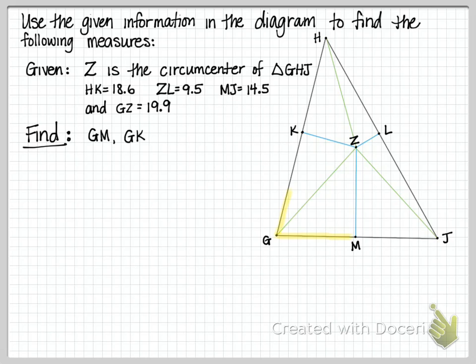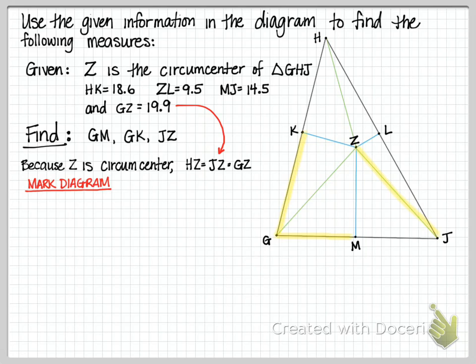But let's look at what it is that we're out to solve for. We're out to solve for these three lengths. Let's mark those in bright yellow so that as we mark the diagram, we will know when we've answered the question. Now, because Z is that circumcenter, we know that it is equidistant to each of the vertices. And so we're going to mark the diagram with the fact that one of those lengths is 19.9, so all three of those lengths, the length GZ, the length HZ, and the length JZ are all 19.9. You'll notice that since we've highlighted this ahead of time, we know that we've already answered one of the questions.